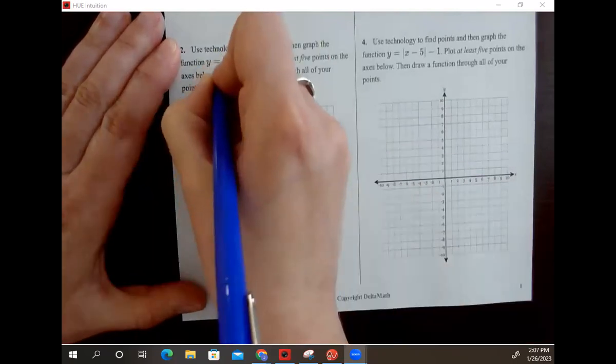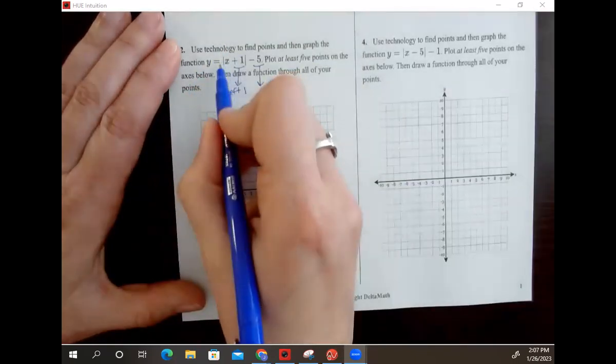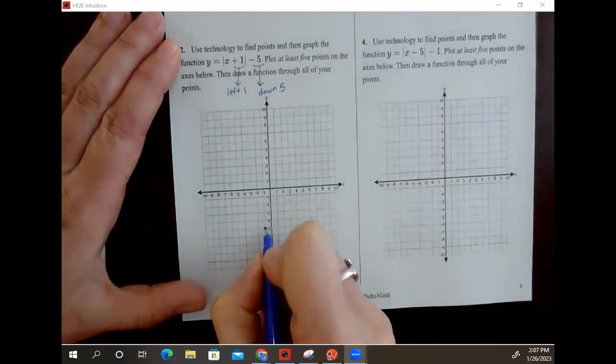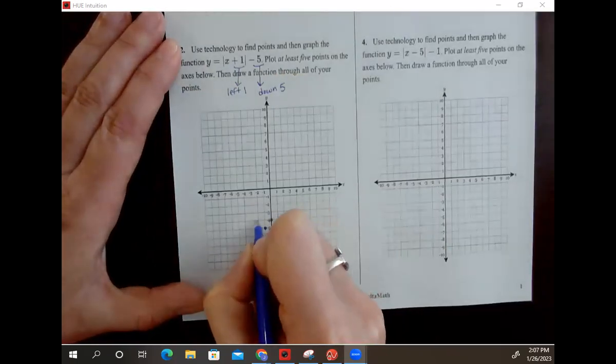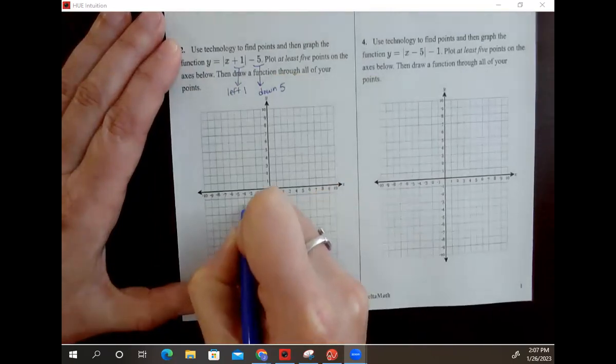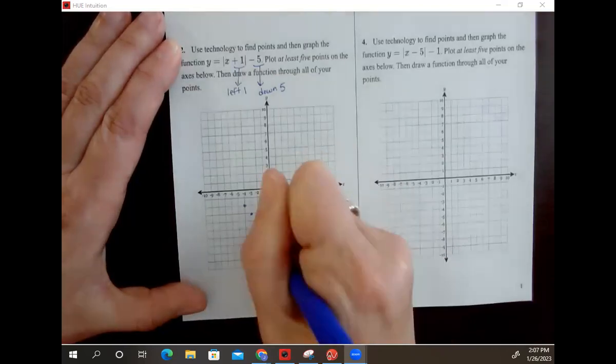And now if I look at the front of my function, I don't see anything here. There's no negative, there's no number. That means we're going to keep the same shape as our parent graph. So for the side, out 1 and up 1 on either side. And I'm going to go a few points in either direction, just so I can get a good picture of the shape of my graph.